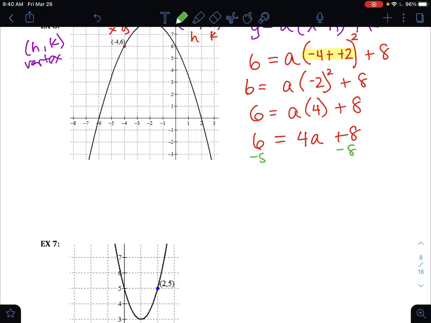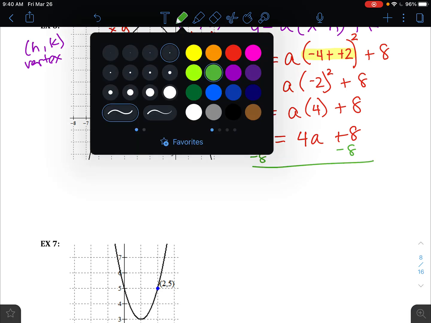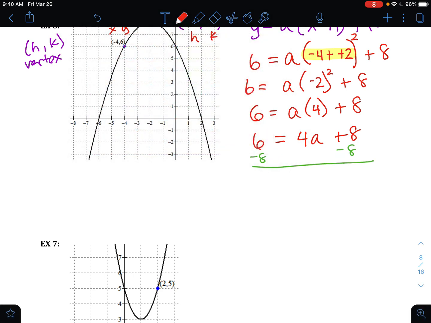Now let's just solve for a. Okay, so let's come through here. Let's take away 8 from both sides. So that will give me negative 2 equals 4a. And then keep going for solving for a. Divide by 4. Divide by 4. Okay, negative 2/4 reduces to negative 1/2. It's not going to be negative 2. If it said 4 divided by 2, that's when we get 2, but it's negative 2/4.